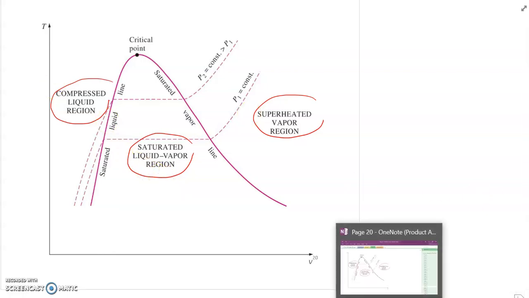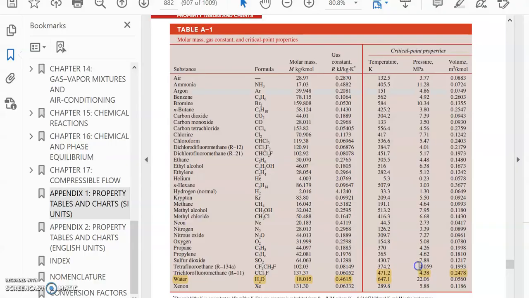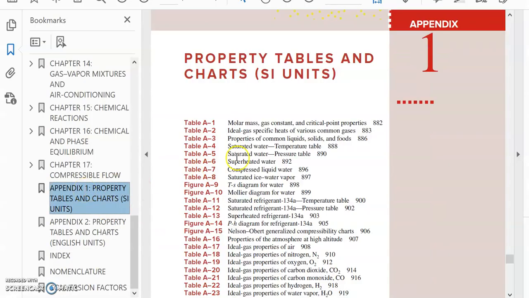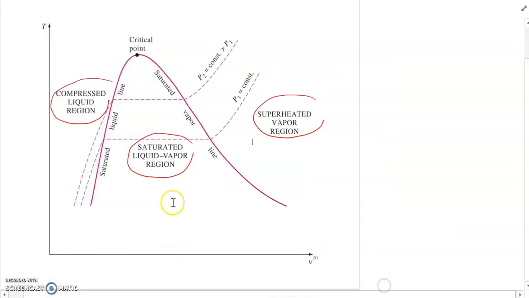I want to show where you can get the values of properties for each region. You need to look at your appendix, Appendix 1. Here, Table A4 and A5 are for the saturated liquid-vapor mixture. Table A6 is for superheated vapor, and Table A7 is for compressed liquid water.